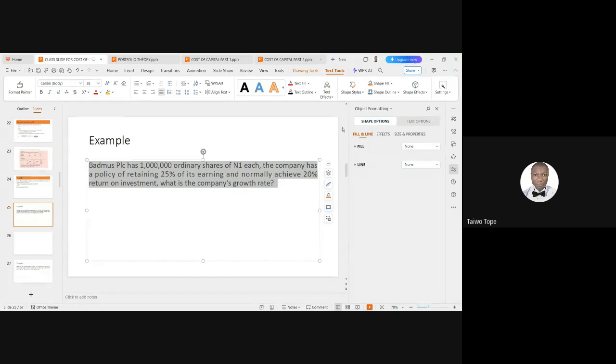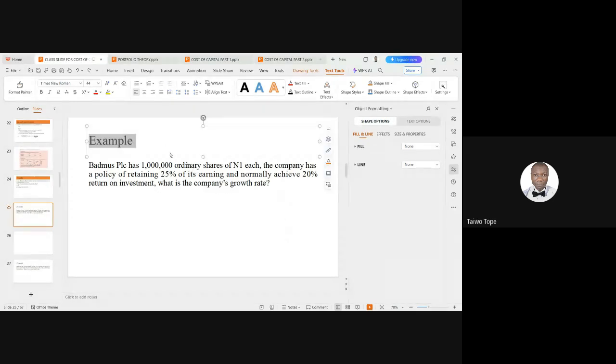There is no ambiguity in this. Everybody should be able to solve this. So what is the growth rate here? G is equal to RB. G is equal to what? R is 0.20, multiplied by 0.25. So the result will be 5%. 5% growth rate.